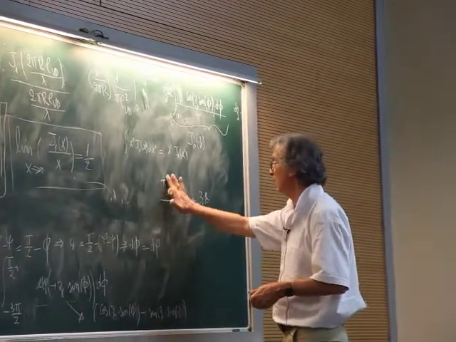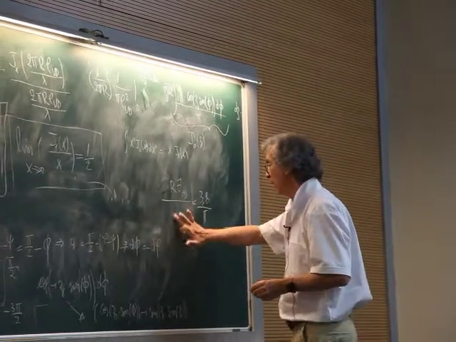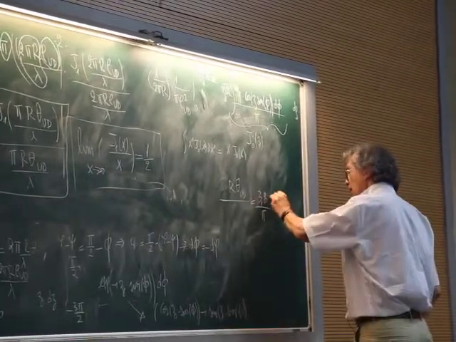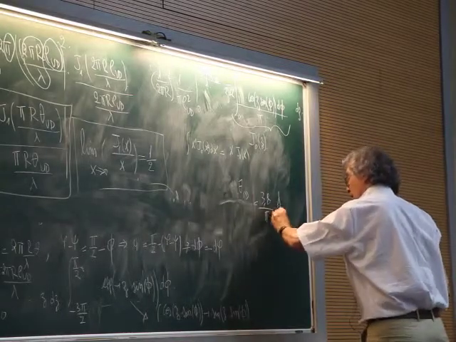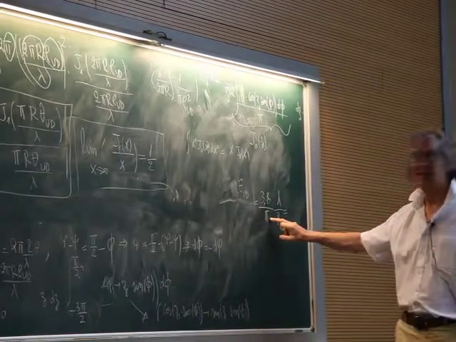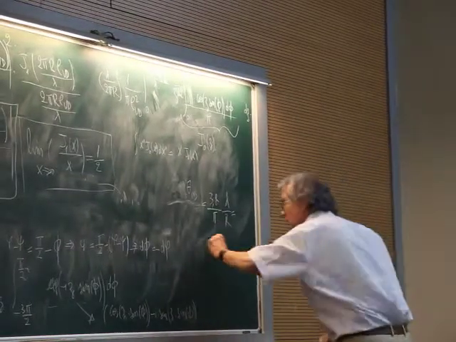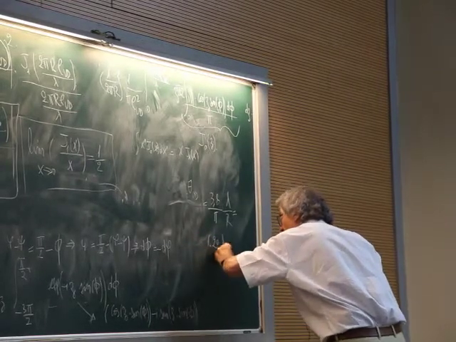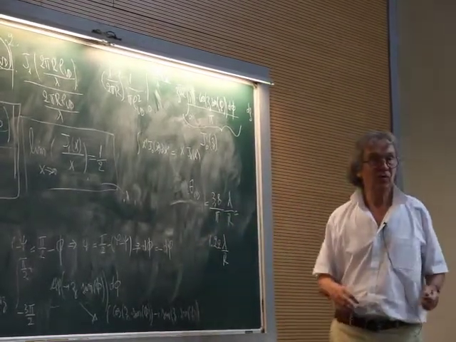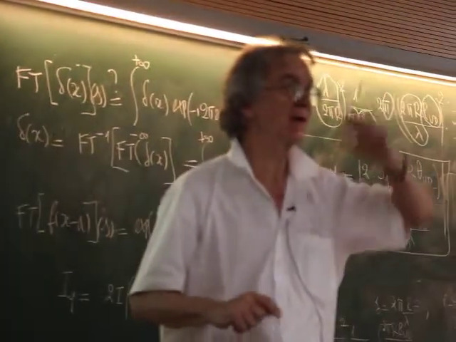Now, let's do the following. I divide by pi here. Then I multiply by lambda. And I divide by r. And 3.8 divided by 3.14 is 1.22. So this is the magic 1.22 lambda over r. So I see that when we look at a star, we assume that it is a uniformly bright disk.